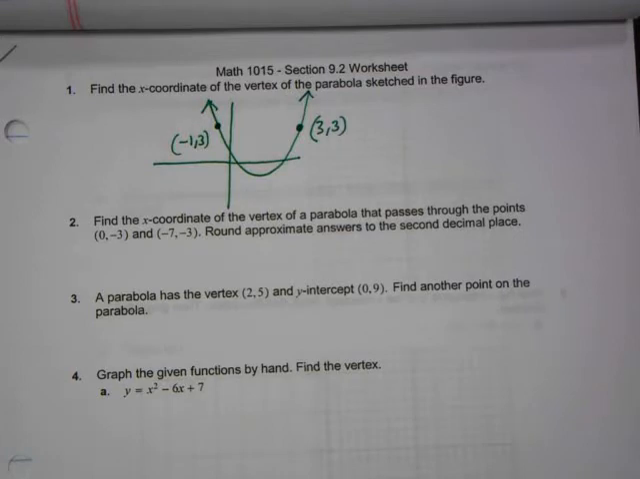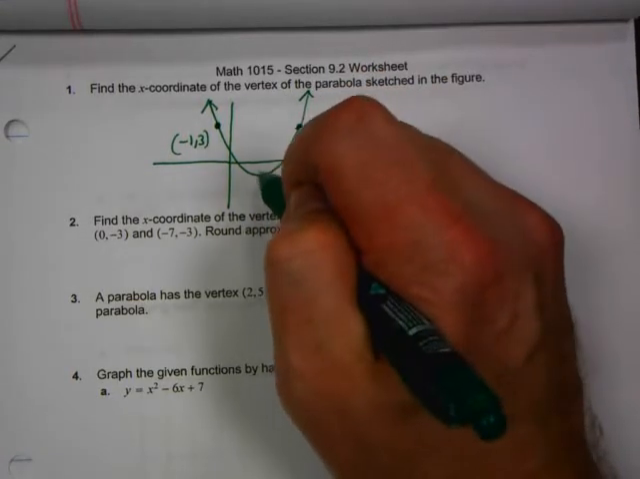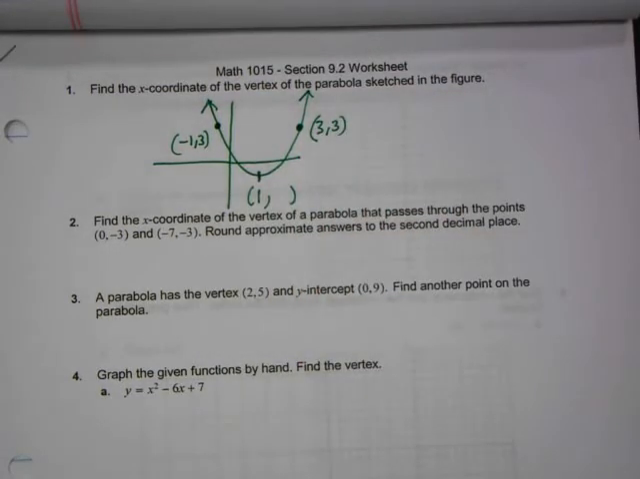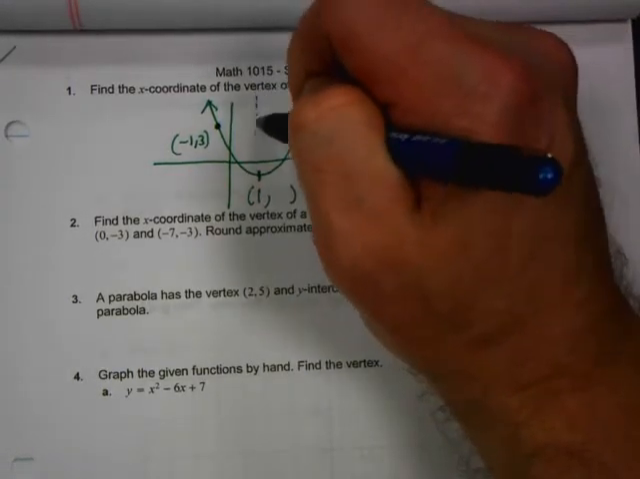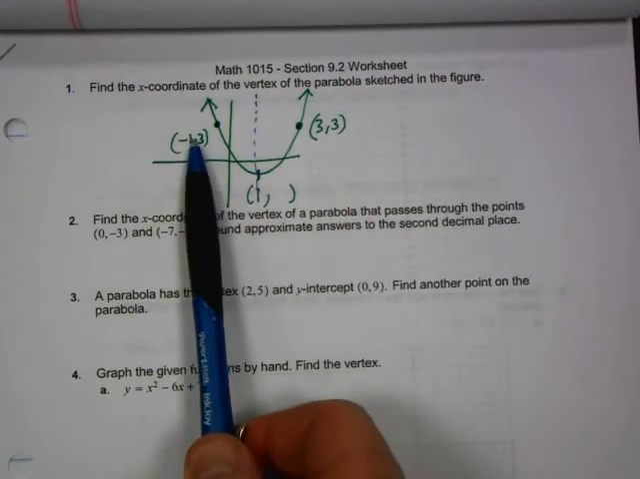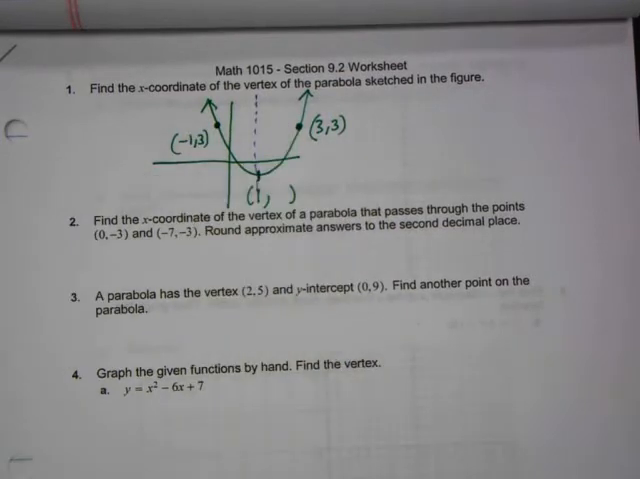Why is it 1? It has to be 1 comma something. We don't know what it is. Why 1? It's in the middle. The vertex is always in the middle. So what I'm really asking you is, what's halfway between -1 and 3? 1 is halfway between -1 and 3.